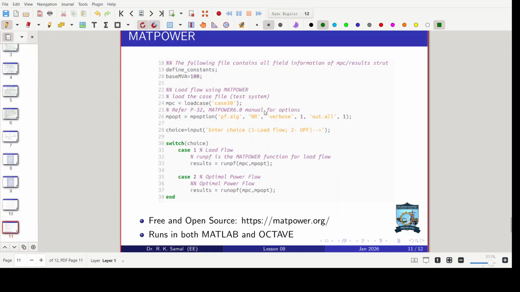Load flow is a very complicated program. It's very difficult to write load flow algorithms for large bus systems, where the number of buses is very large. To solve that, we have a software known as MATPOWER, which is free and open source. It can run both in Octave as well as MATLAB. It can be obtained from this website. This screenshot is from the Octave software. Define constants has to be noted.